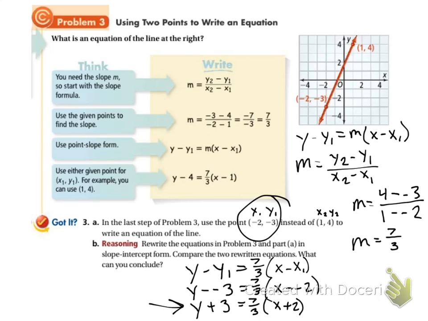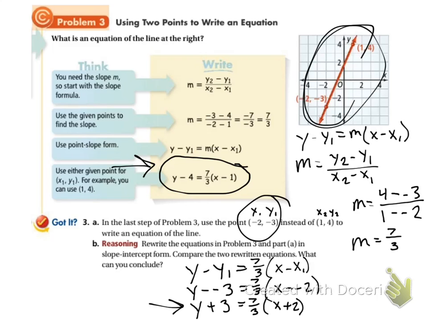In our got it problem, they got this equation right here. They used the other point, this one over here, 1, 4. This equation and the equation we got are the same equation. I know they look totally different, but they're the same equation for the line. They both are the equation for this line up here.